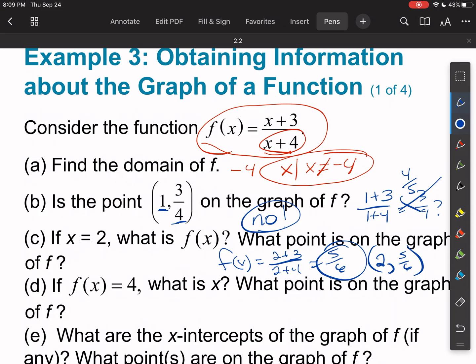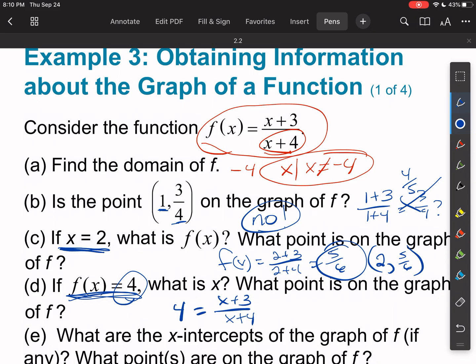Okay, then we have part D here. What happens if we have f of x equal to 4? Then what is the x value? So notice in part C, we said, okay, what happens if x equals 2? So we plug the 2 in for x. Here we're saying what happens if f of x equals 4? So we're going to replace the f of x with 4. So we're going to say 4 is equal to (x plus 3) over (x plus 4).